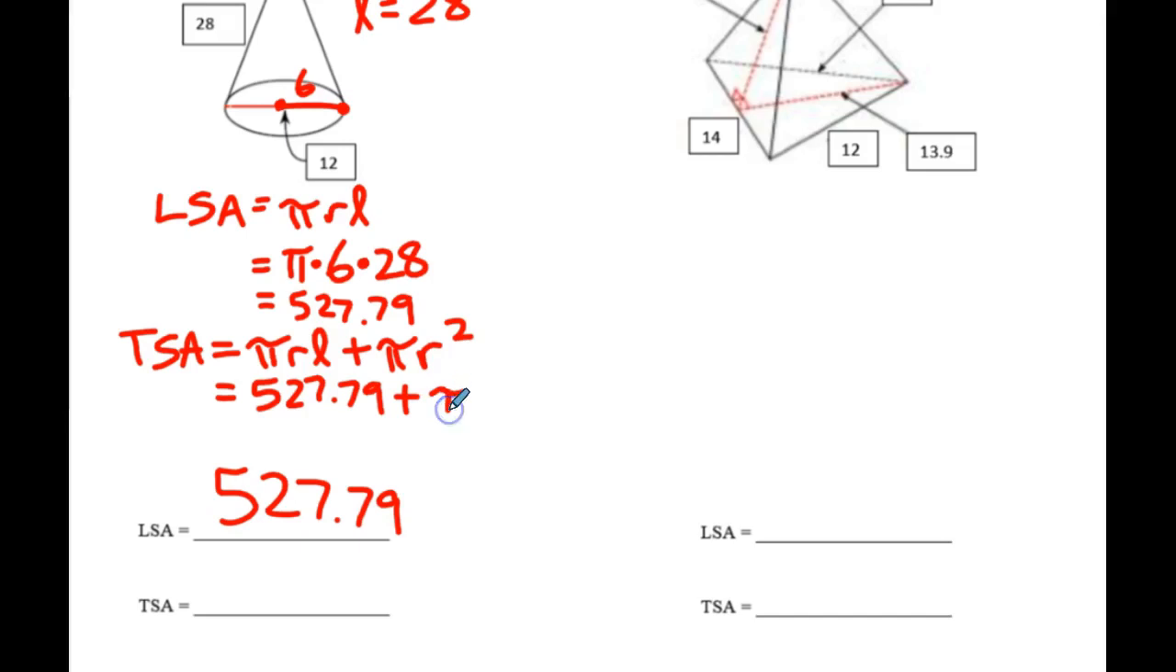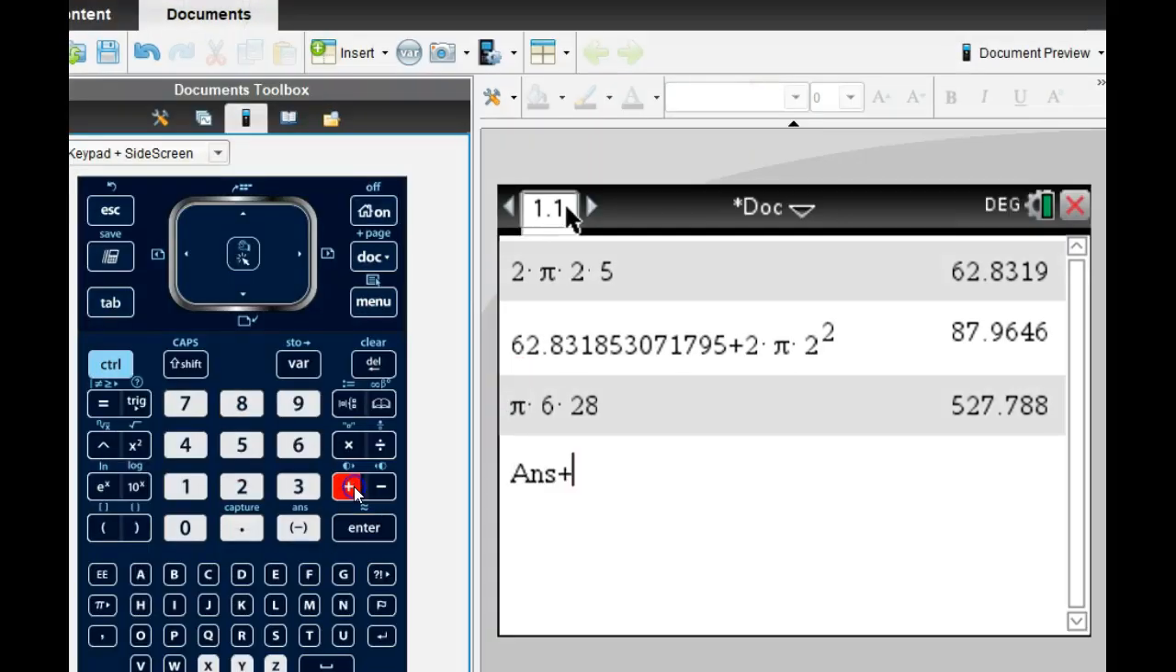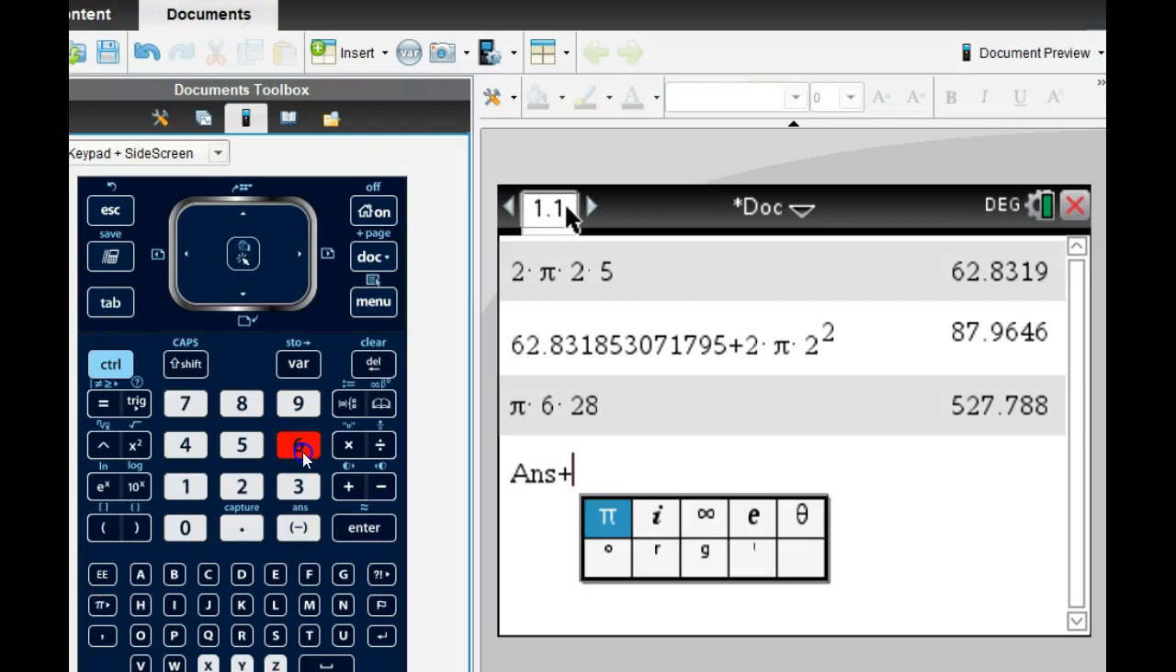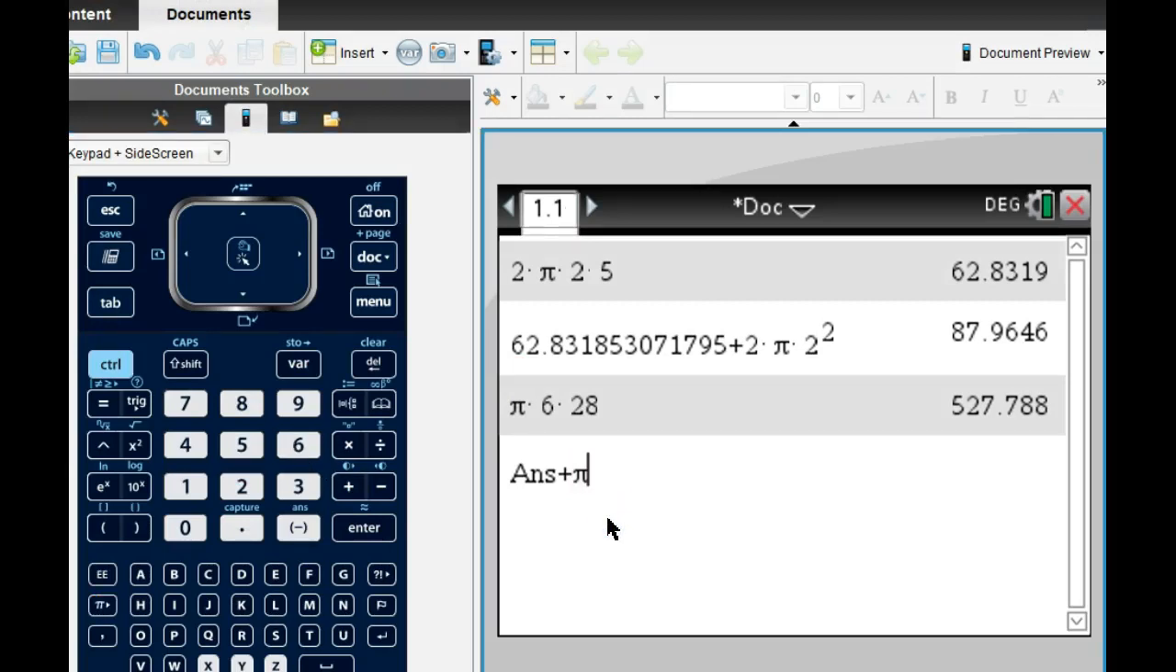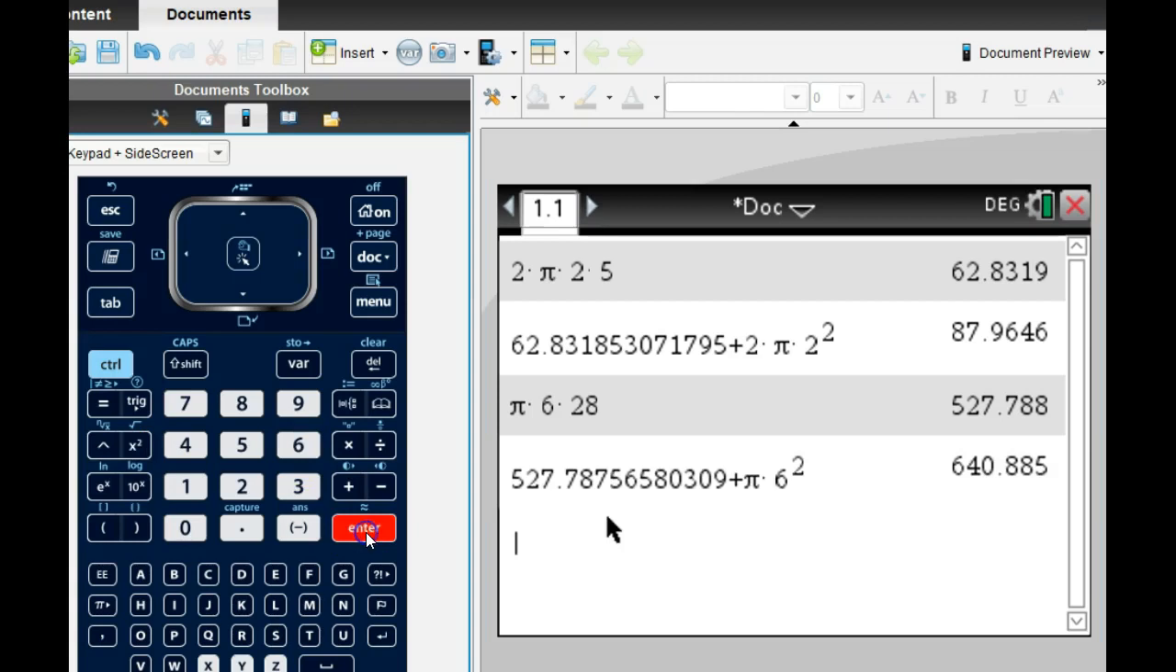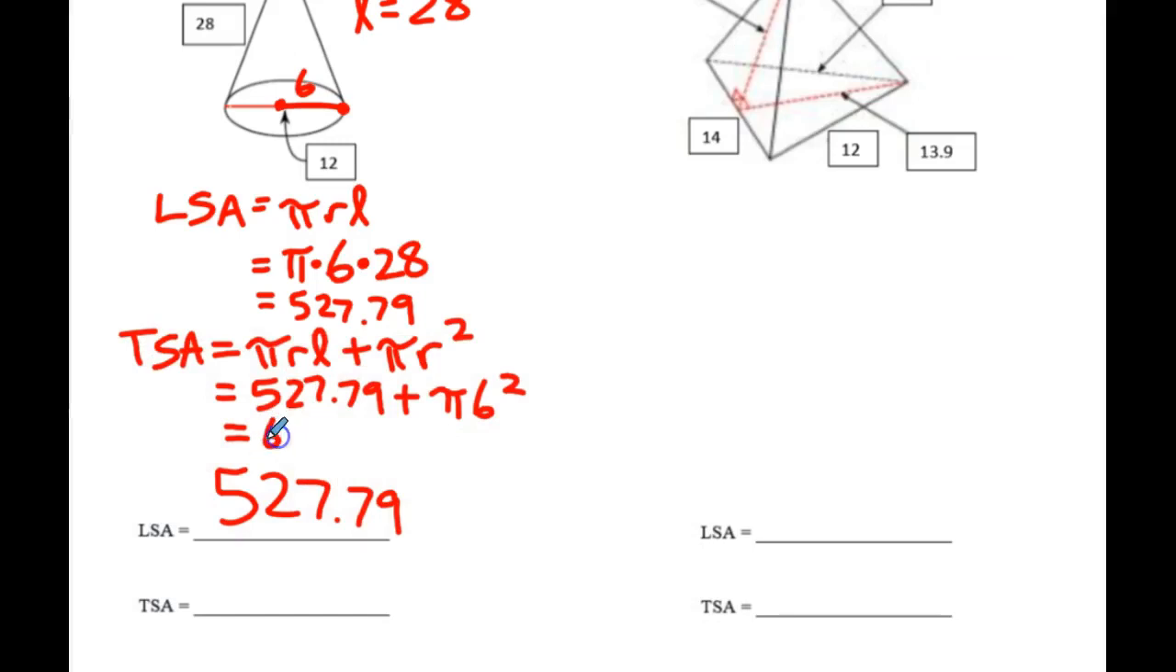Adding pi 6 squared. So let's just hit plus sign pi 6 squared. 640.89. And again, those would be units squared, whatever my units are.